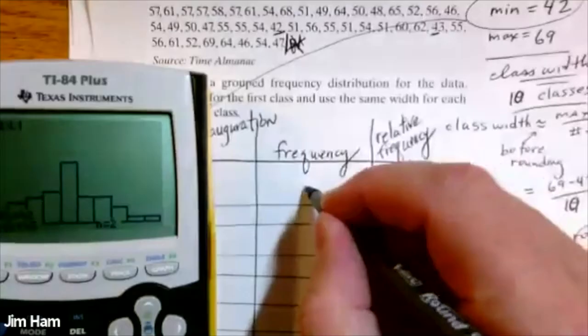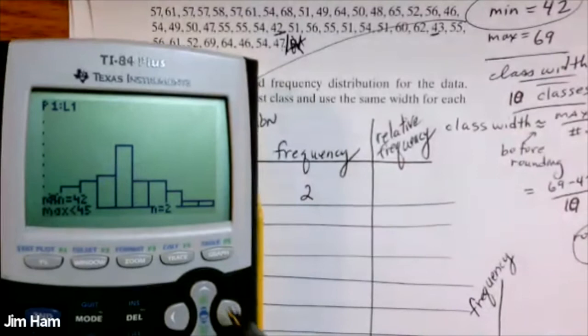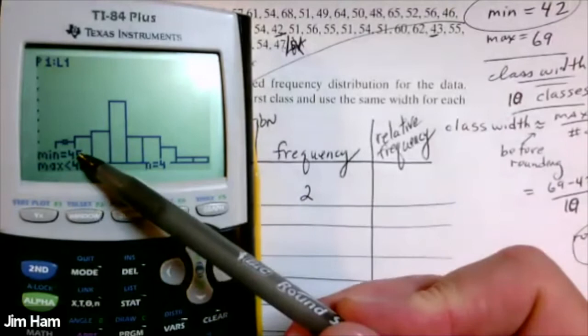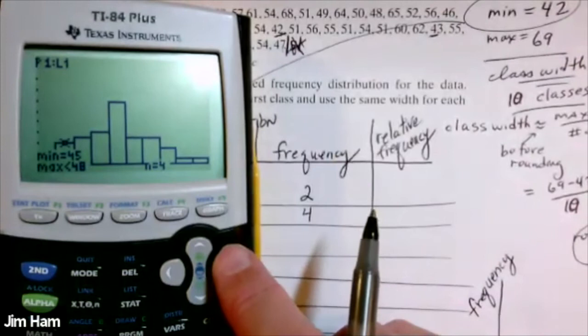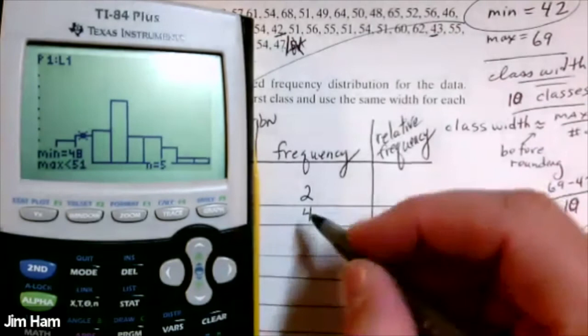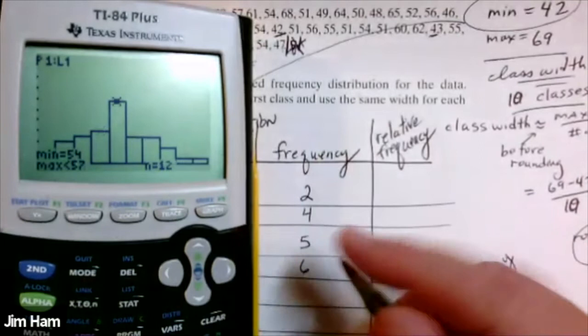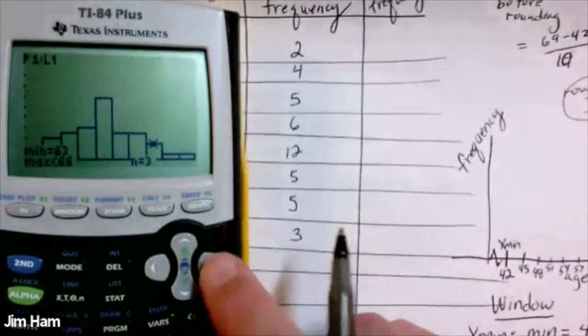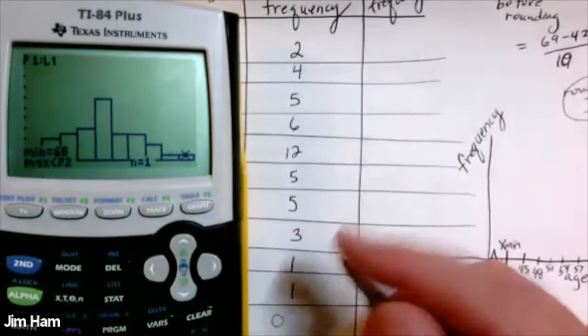And if you use your arrow keys and scroll to the right, you get the class that begins at 45, it has a frequency of 4. And you can get all these frequencies without having to manually go through your list or through the data set to count up these frequencies. 5, 6, 12, 5, and another 5, and then 3, and 1, and another 1. And these add up to 44.